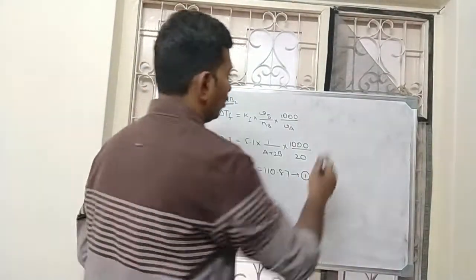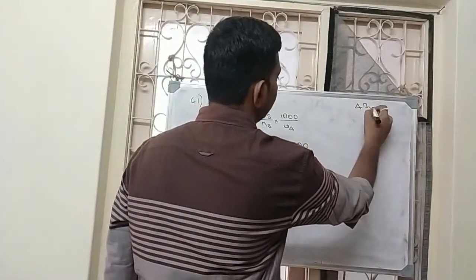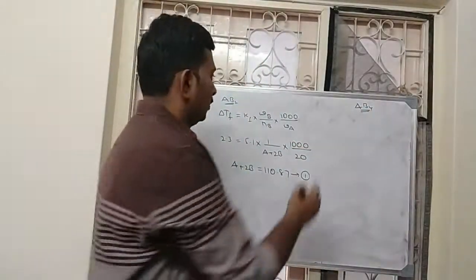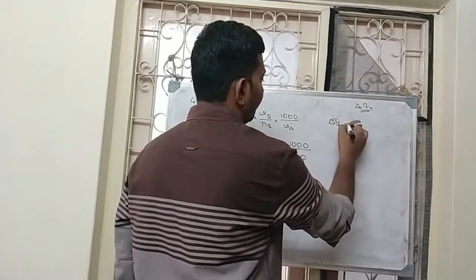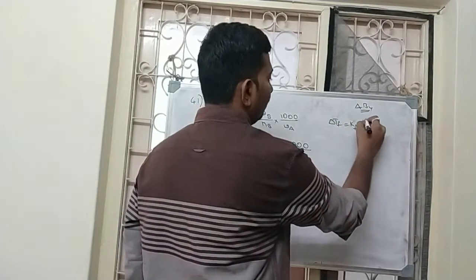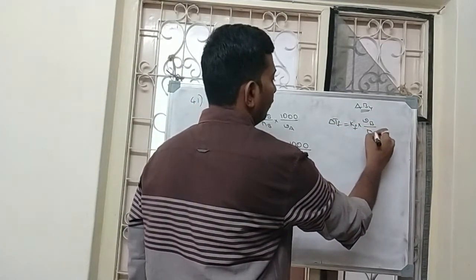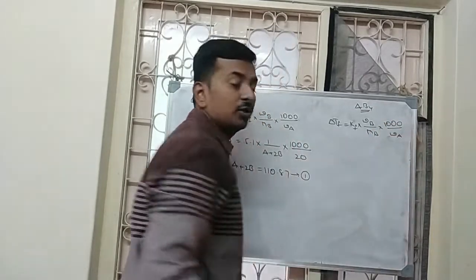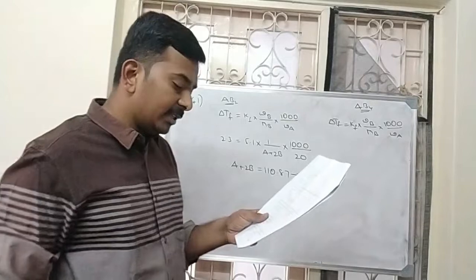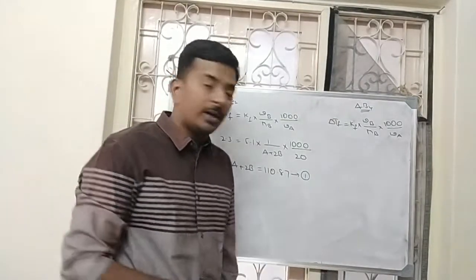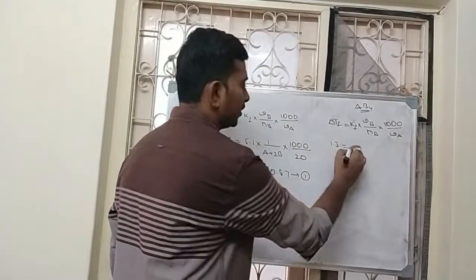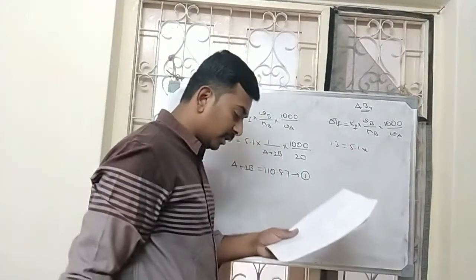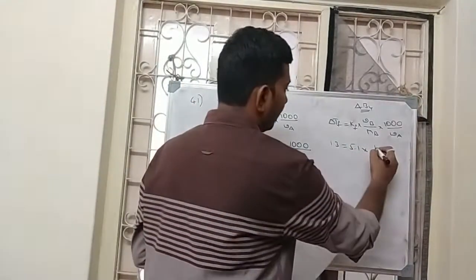Now let us take the other compound, AB4. In the same way, delta Tf is equal to Kf into mass of solute by molar mass of solute into 1000 by mass of solvent. In this case, the freezing point is lowering by 1.3 degrees. Kf for benzene is 5.1, into the mass of the solute added, which is 1 gram here.